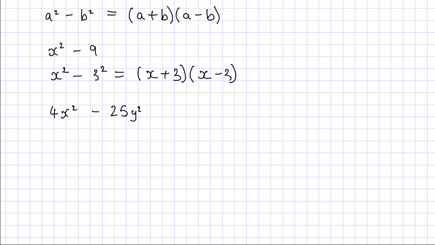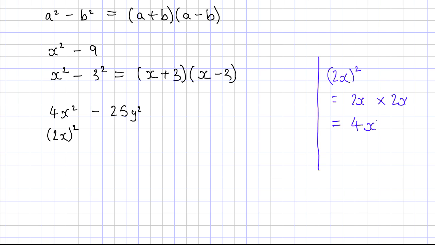Now I know that if I had 2x squared, that will give me 4x squared. Let me just check that here on the side. So I'm just going to do that here. 2x squared is the same as 2x times 2x, and that gives me 4x squared. So that works.